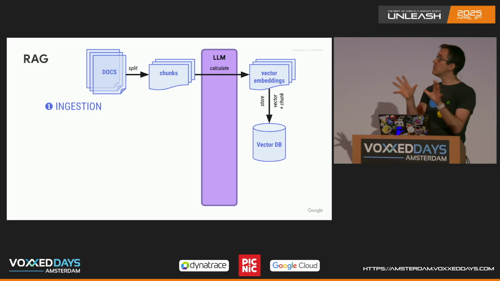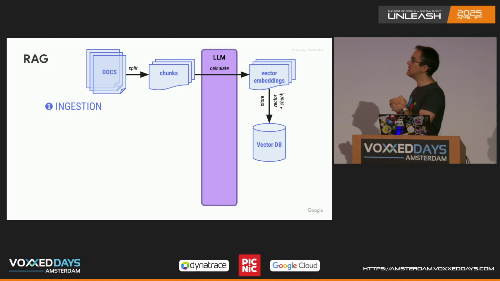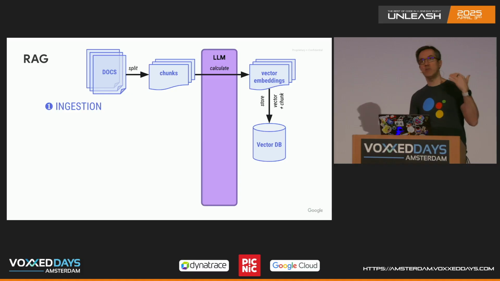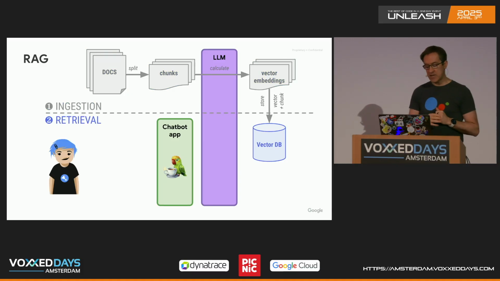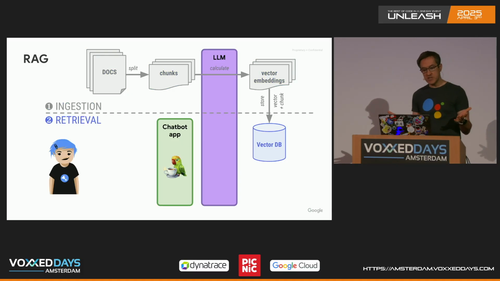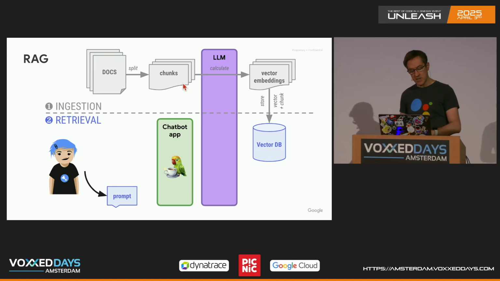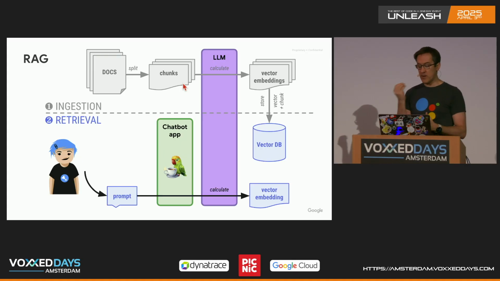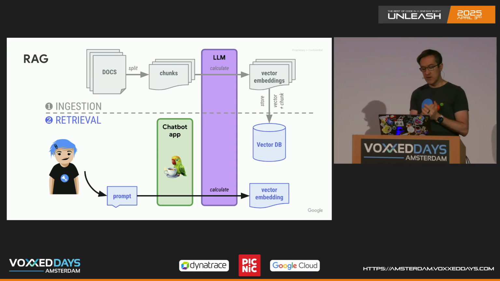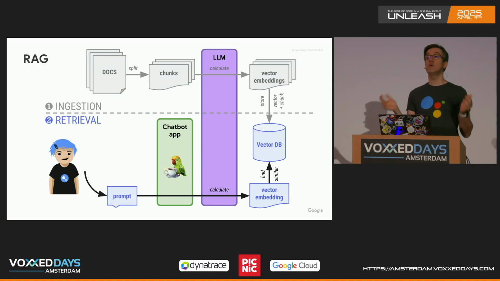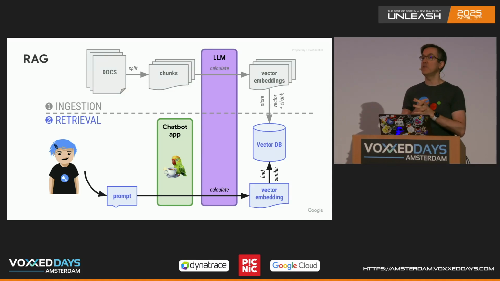Once you've got all the data in the vector database, we're able to do the retrieval phase when the user comes to your application and asks questions. The user asks a question, it goes through your application, we pass the prompt, and we calculate the vector embedding for that query, for that question, and we compare that vector with all the other vectors stored in the database.